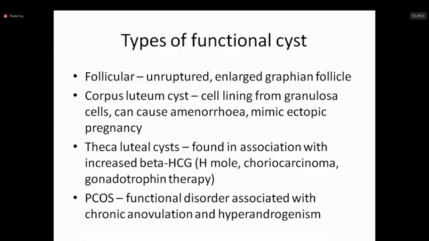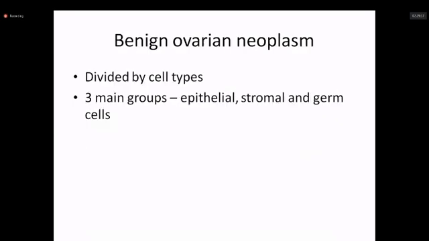When you ovulate, the dominant follicle becomes a structure called corpus luteum. And the corpus luteum, just before the periods, regresses. But in some people, it doesn't regress and forms a cyst, which we call the corpus luteal cyst. Then theca luteal cyst, just remember, and the polycystic ovarian syndrome. These are types of functional ovarian cyst.